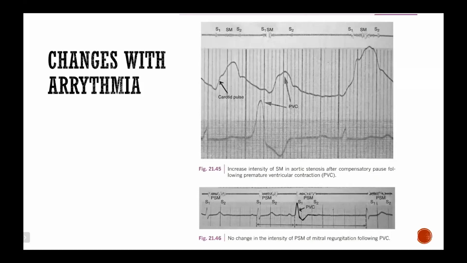And this effect is actually called the Brockenbrough-Braunwald sign, which is seen in HOCM, where whenever the patient develops a PVC, the intensity of the murmur will increase, but because of the obstruction, the pulse volume will be less. So that is called the Brockenbrough-Braunwald sign.